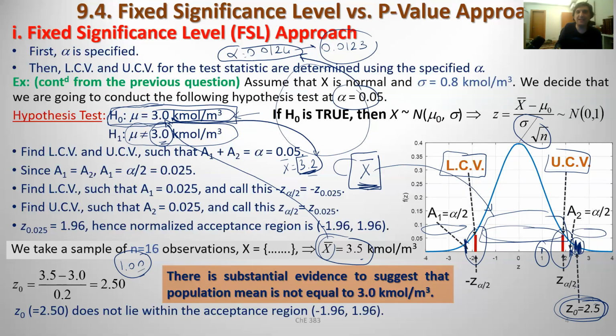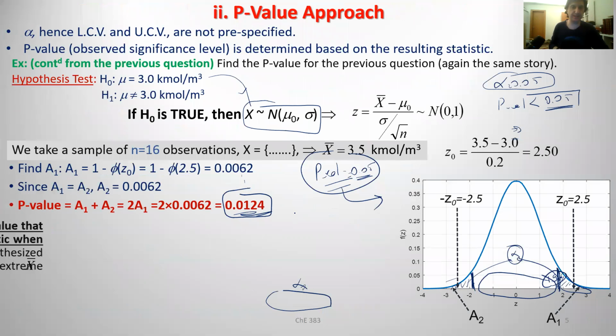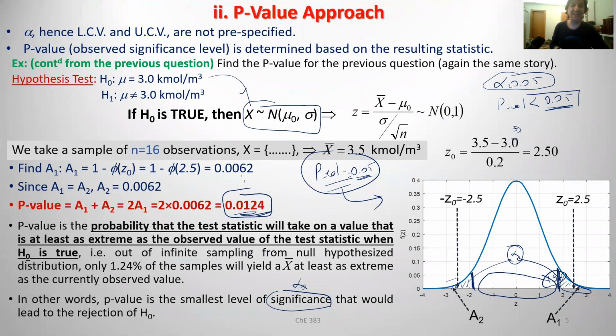However, if you had made this equal to 125, then the upper critical value would lie just on the left of this observation here, and we would barely reject the null hypothesis. That's why it says here that the p-value is the smallest level of significance that would lead to rejection of H0. If you make significance smaller than the p-value, then you would not be able to reject the null hypothesis.